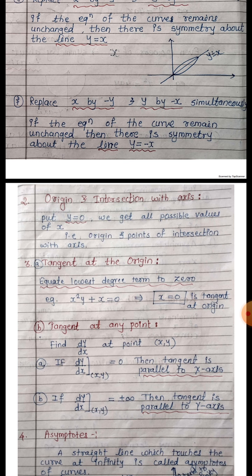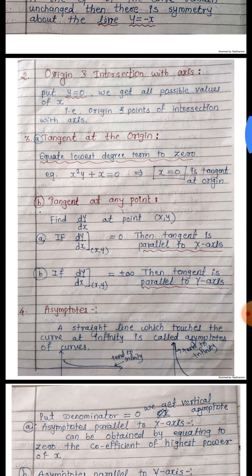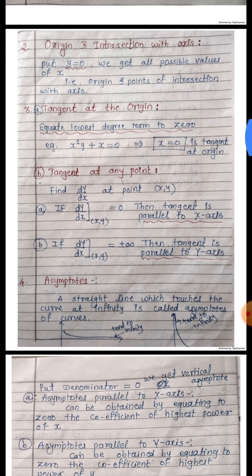This is the first point, symmetry. Second, origin and the intersection with axis. For finding origin and the intersection with the axis, for this we put y is equal to 0, we get all possible values of x. Also, if we put x is equal to 0, then also we get all possible values of y. Then by using this, we get origin and the point of intersection.